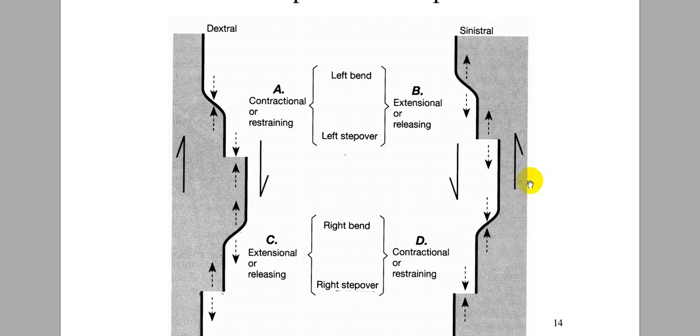Sinistral means the left block moves towards me and the right block moves away from me. If it's a left stepping like this with sinistral movement, this area is an extensional or releasing bend. This is a left step. This is a step over, an extension step over. Here it will be a contraction or releasing bend, and so on.